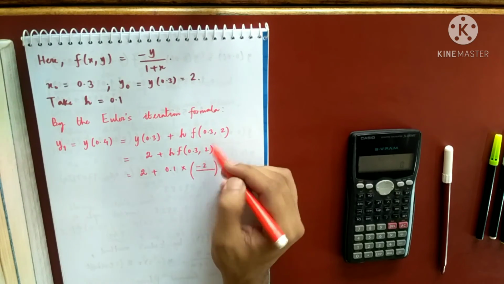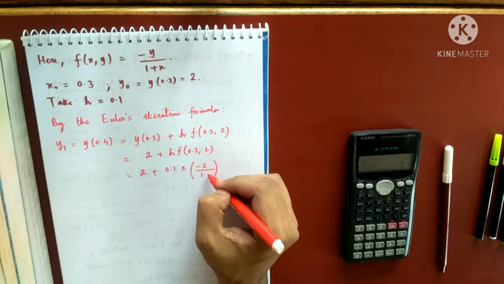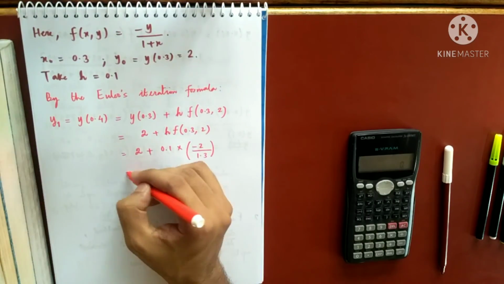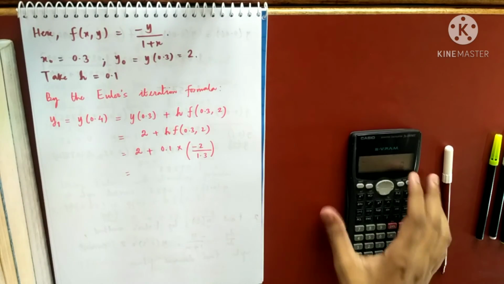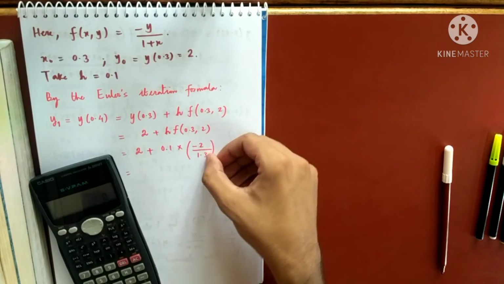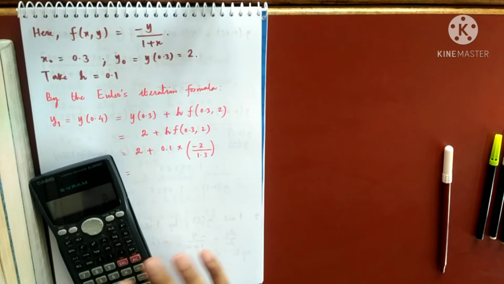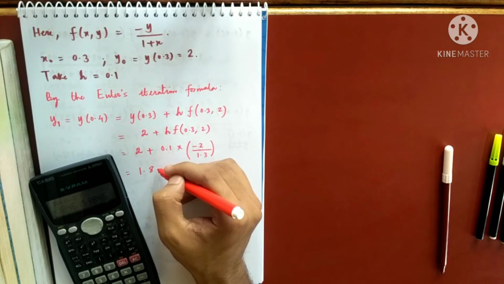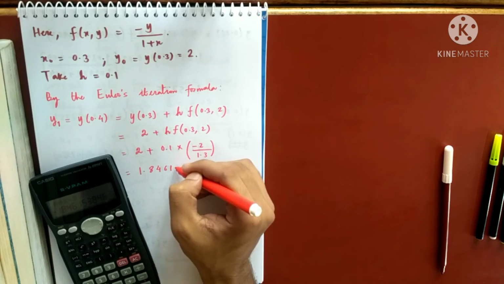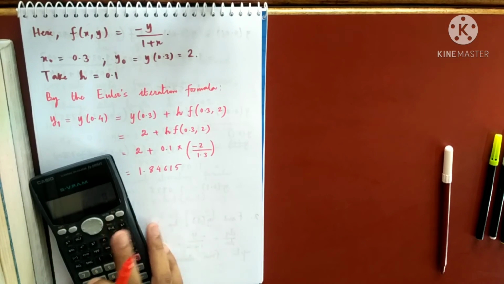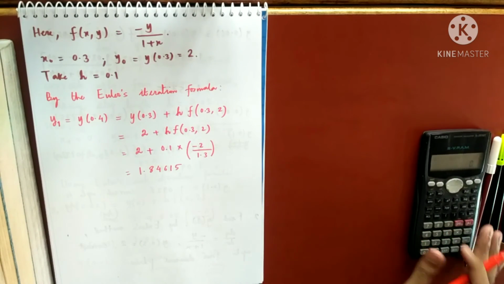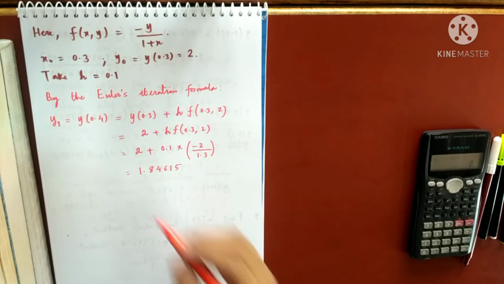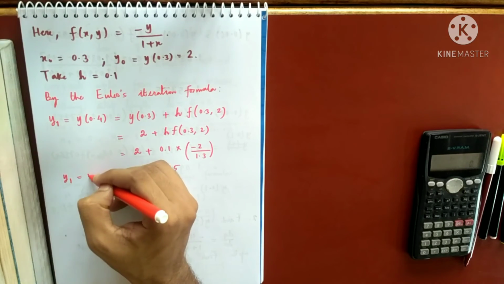Minus 2 by 1 plus x, 1.3. So what will I get here? Just solve it. This will become 2 by 13 simply. 2 by 13 minus 2. So what will I get? I'm getting 1.84615. This is the value of y1, which is nothing but y at 0.4.